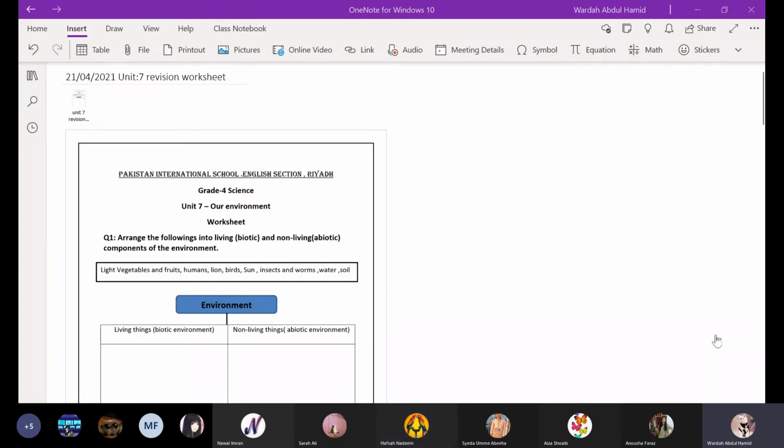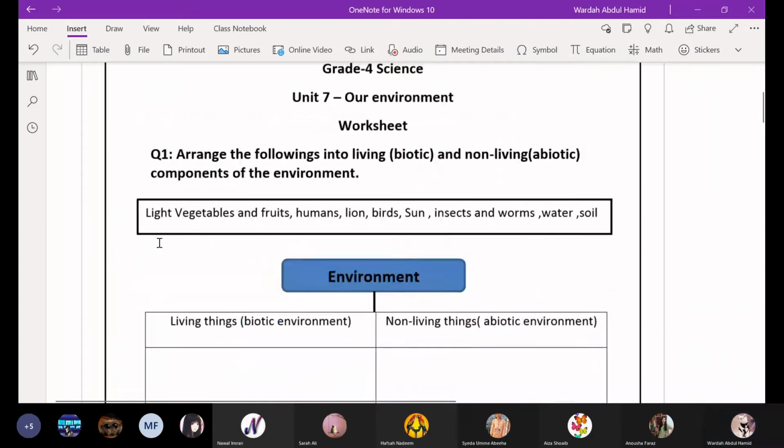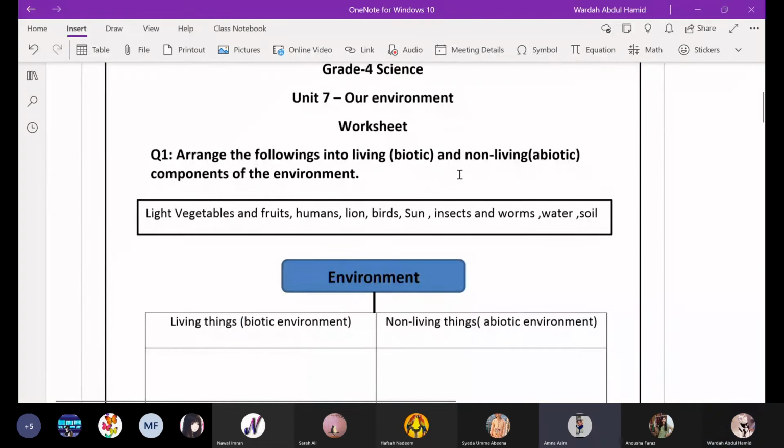Amina Asim. Yes, teacher. Yes, beta, read the question. Arrange the following into living biotic and non-living abiotic components of the environment. Okay. What's your name again? Amina.